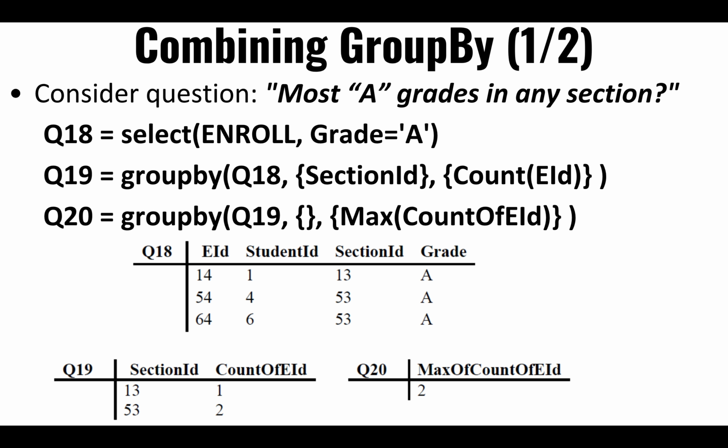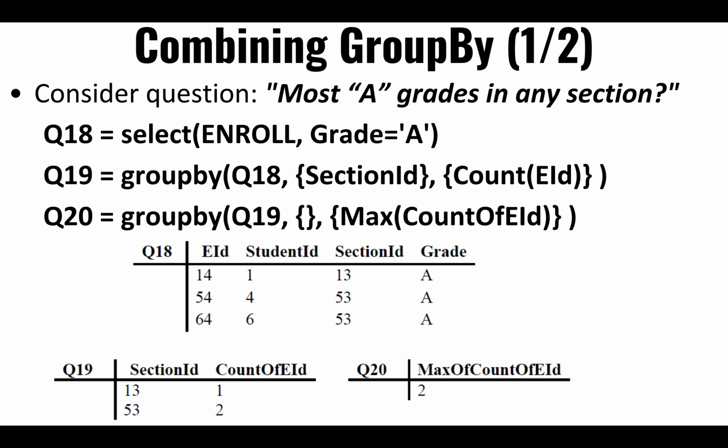Here's an example of using GroupBy to calculate a couple of things. One of the questions is, the most A grades in any section. Across all sections, I'd like to know which section had the most grade A. So in the first query, we retrieve the enrollments that only have a grade of A. From the enrollment table, we are retrieving those enrollments where in a particular section we have a grade A. Notice that we have 1 A in section 13 and 2 A's in section 53. So that's from the enrollment table, the first query, Q18.